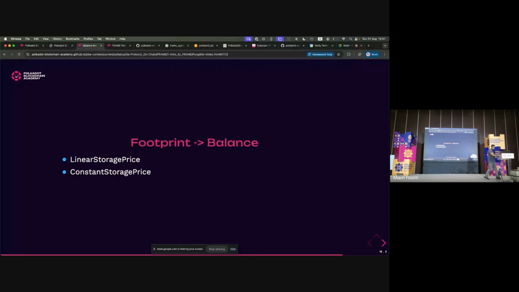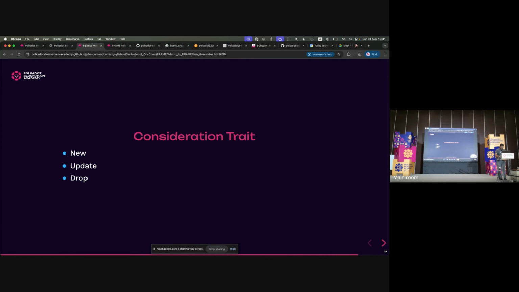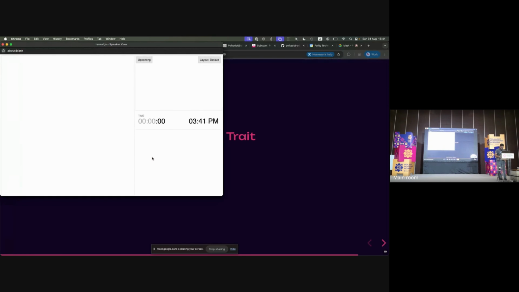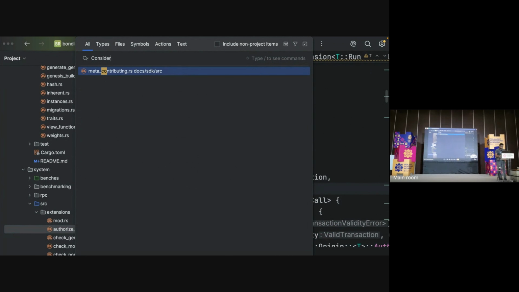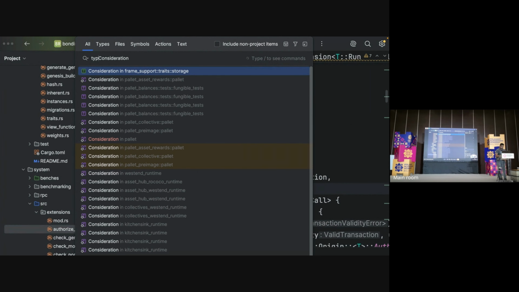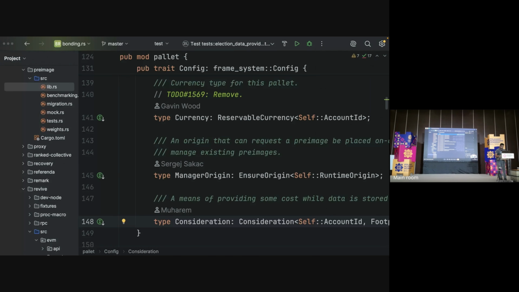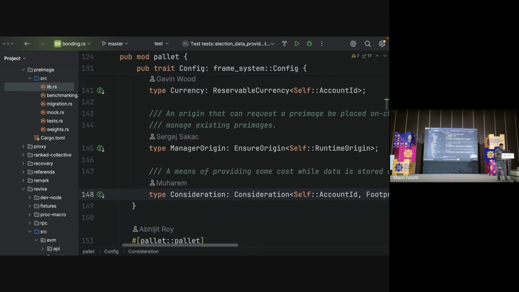Yeah, let's look at the code. These are the configurations that we want you to think about. Okay, let's look at the pre-image pallet. It basically takes some blob and something that you can refer to later from another pallet. So it has this type Consideration, which extends from Consideration.